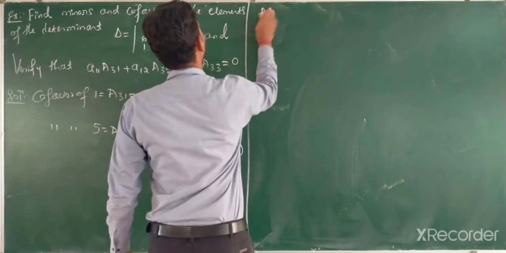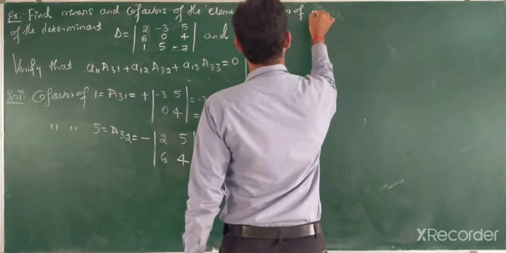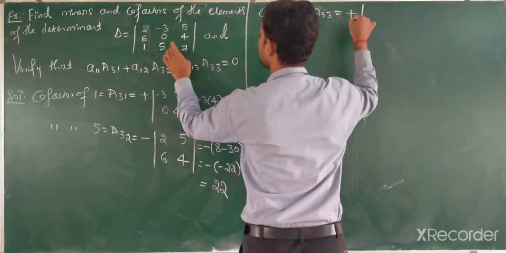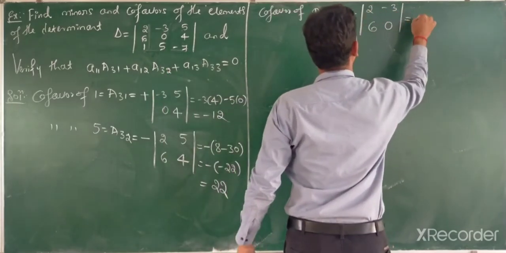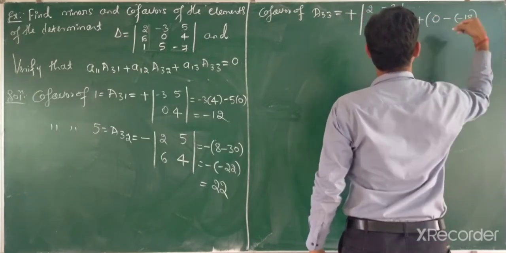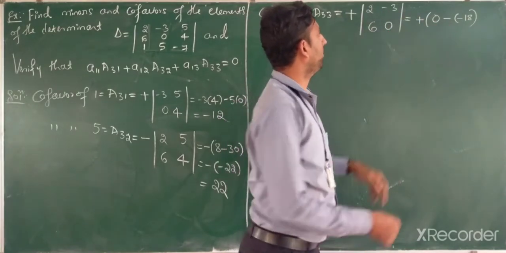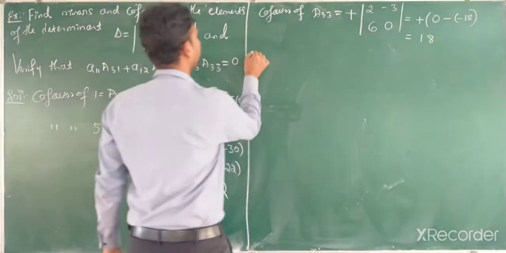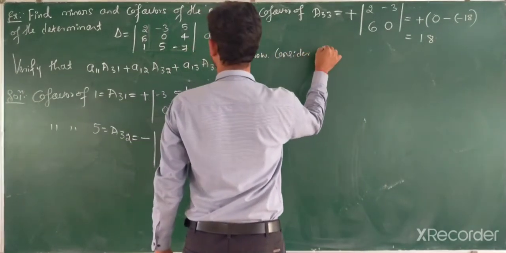After that, cofactor of A33, which is equal to plus, with plus minus plus. This is nothing but 2, minus 3, 6, 0, which is equal to plus into 0 minus 18. Correct? 2 into 0 is 0. Minus is the original minus. 6 into 3 minus 18, which is nothing but what? Plus 18. Now, consider the LHS.